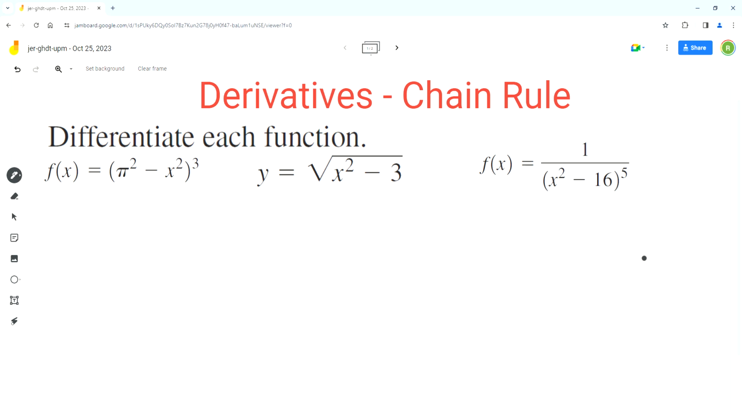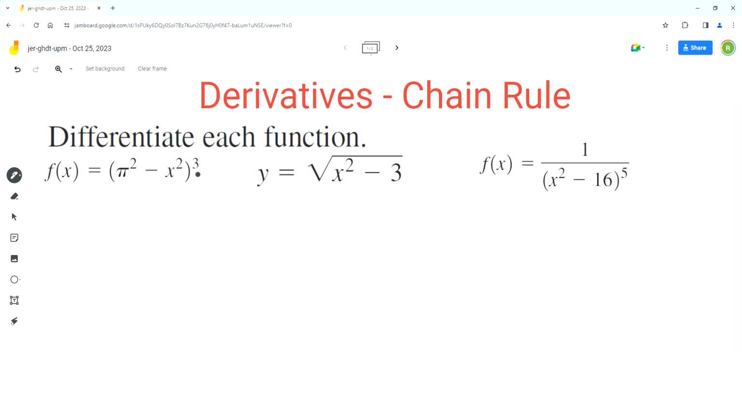So in this video, we'll use chain rule for derivatives to find the derivative of these three functions. So let's start with the first function. So the given function is f of x equals (pi squared minus x squared) exponent 3.